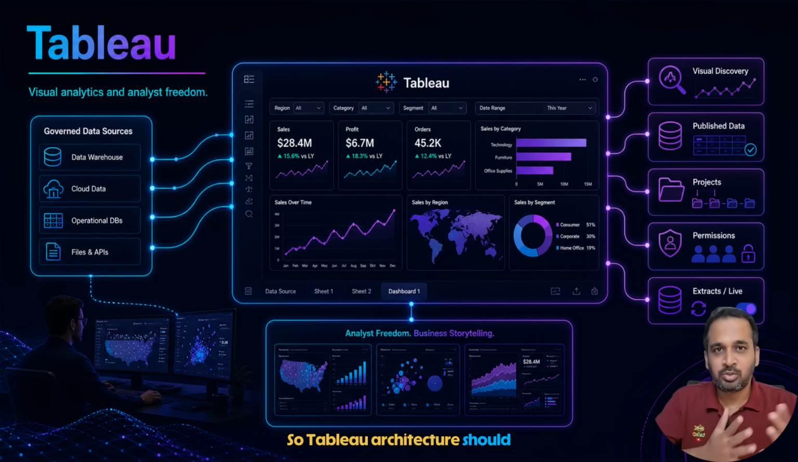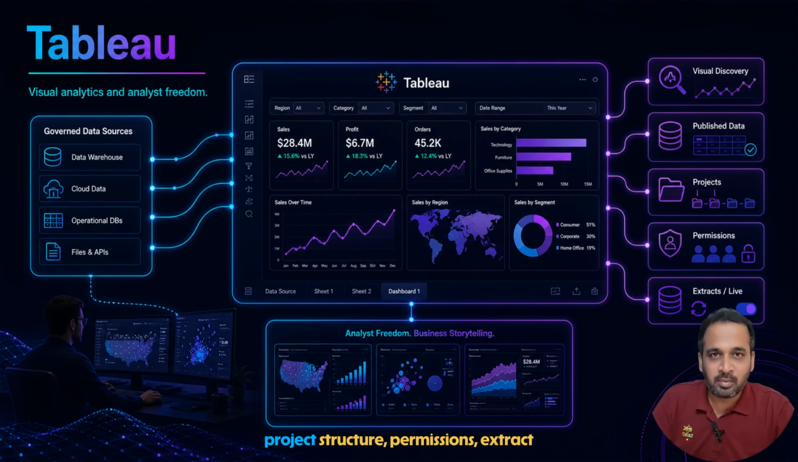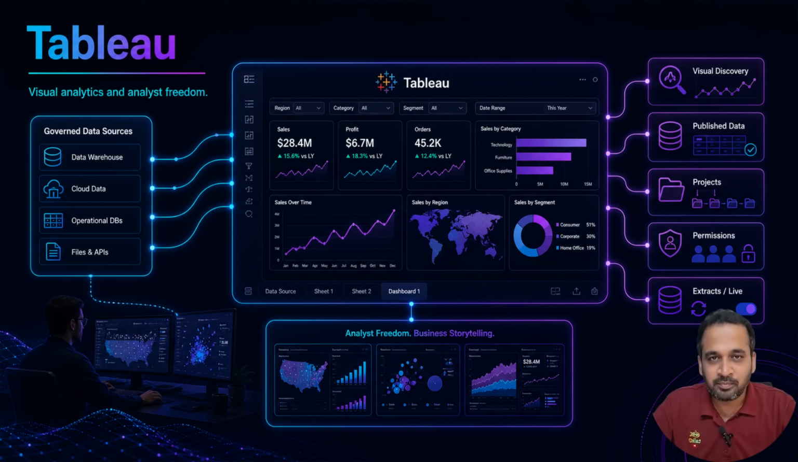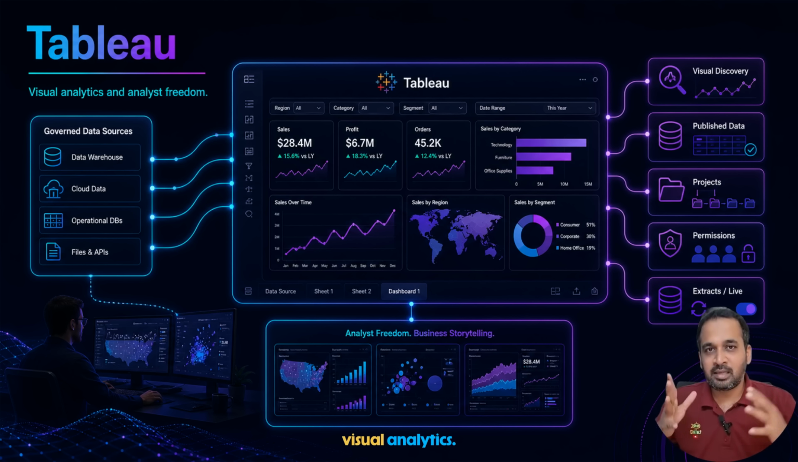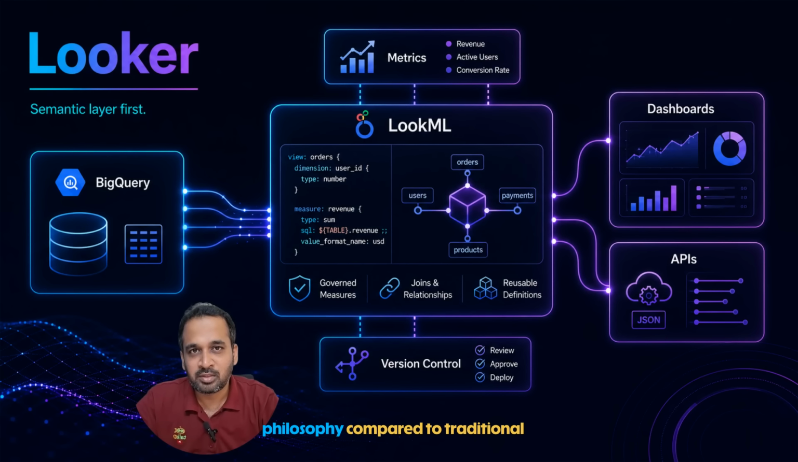So Tableau architecture should focus on governed published data sources, certified content, project structure, permissions, extract versus live strategy, ownership and performance standards. Tableau is strong for visual analytics, but like any BI platform, it needs governance to avoid beautiful dashboards with inconsistent numbers. Looker has a different philosophy compared to traditional dashboard-first tools.